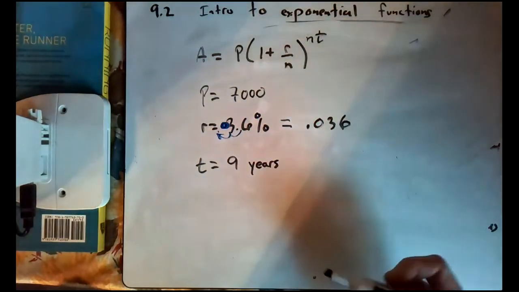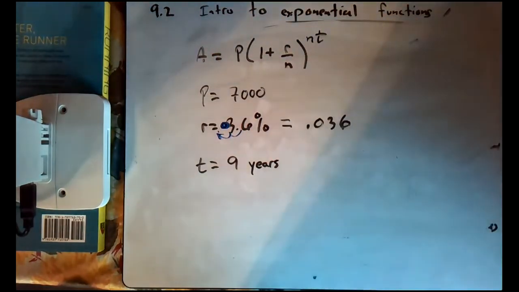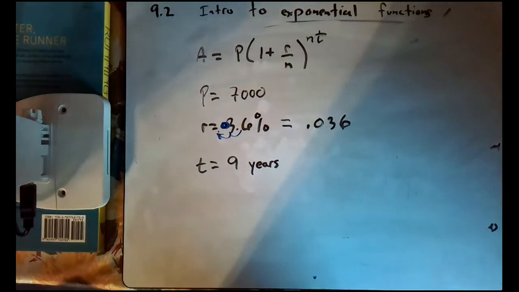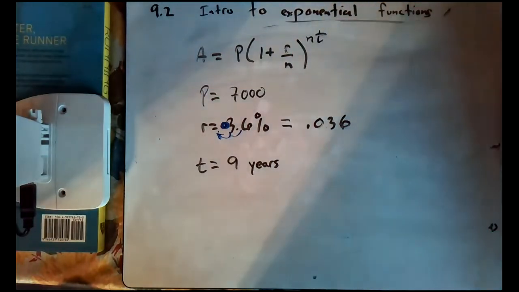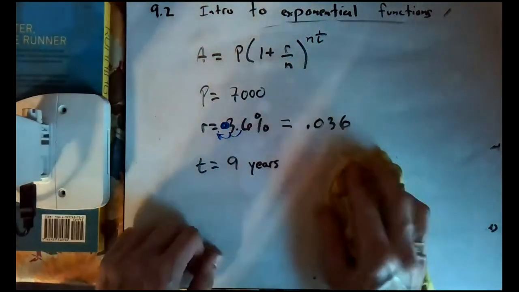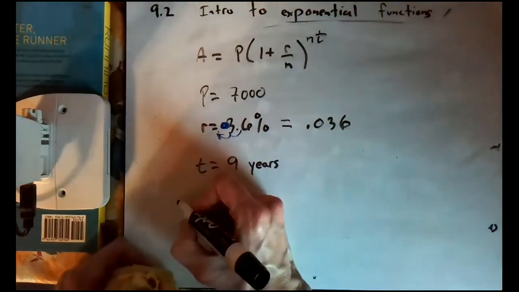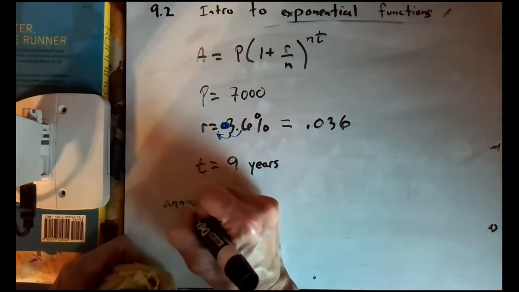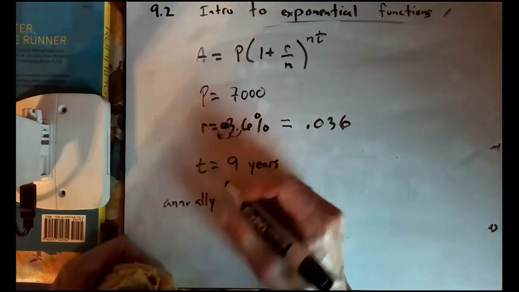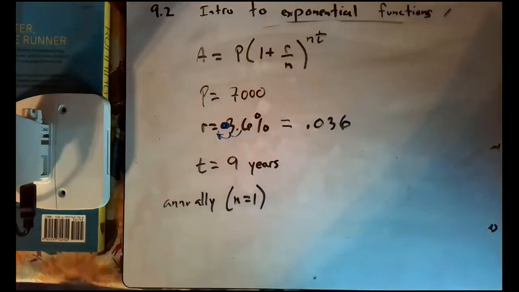All right. Now, the only thing that's going to change in these problems is the N, because remember they said, figure out how much money we would get if it was compounded annually, quarterly, monthly, and so on like that. So let's go out there and work that out. I'll start with the first one. Annually just means N equals 1. Okay, because that just means once a year, right?